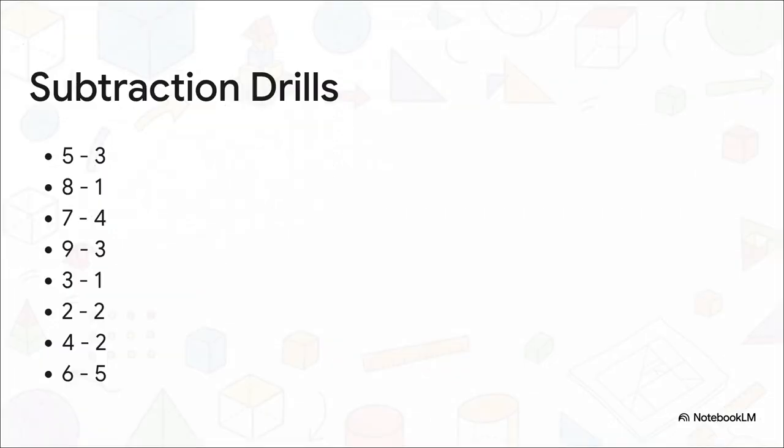The worksheet then drills this spatial reversal relentlessly. Look at the equations provided: 5 minus 3, 8 minus 1, 7 minus 4, 9 minus 3, 3 minus 1, 2 minus 2, 4 minus 2, all the way down to 6 minus 5. But notice the brilliant design choice here. Every single one of these problems features its own dedicated 0 to 12 number line parked right beside it.